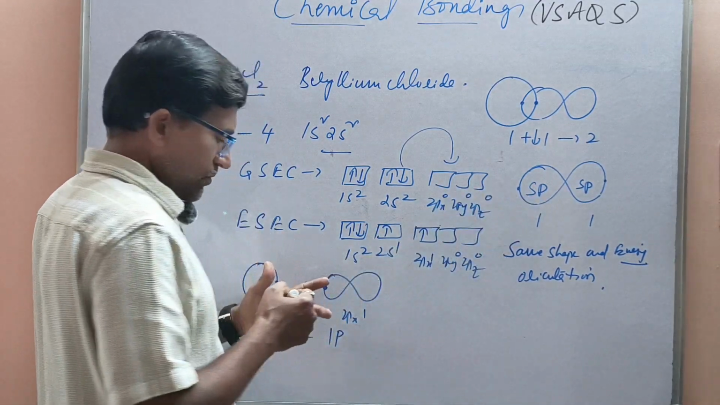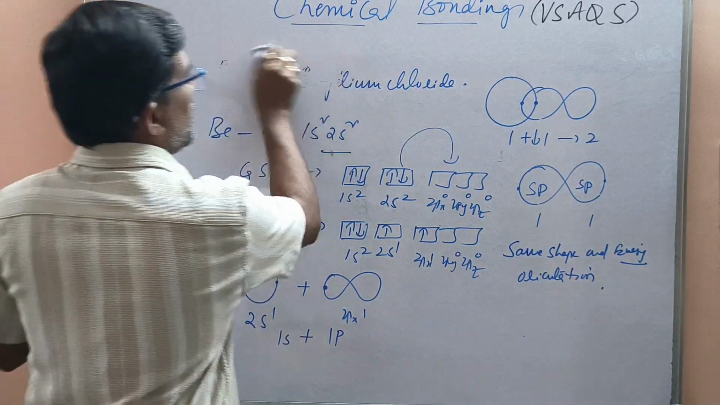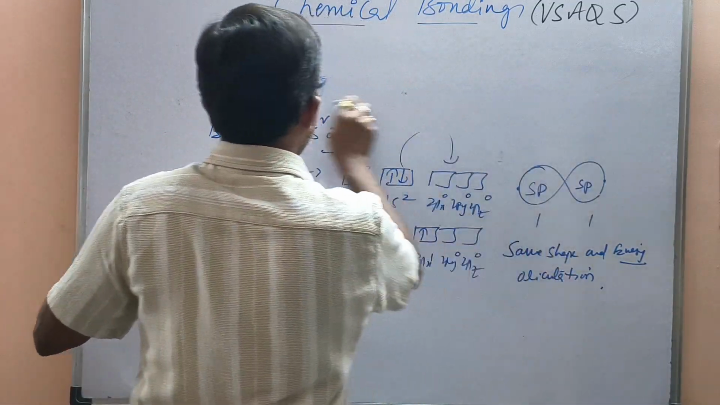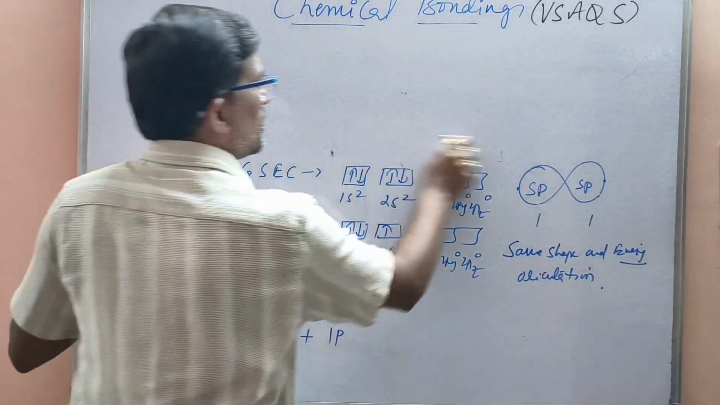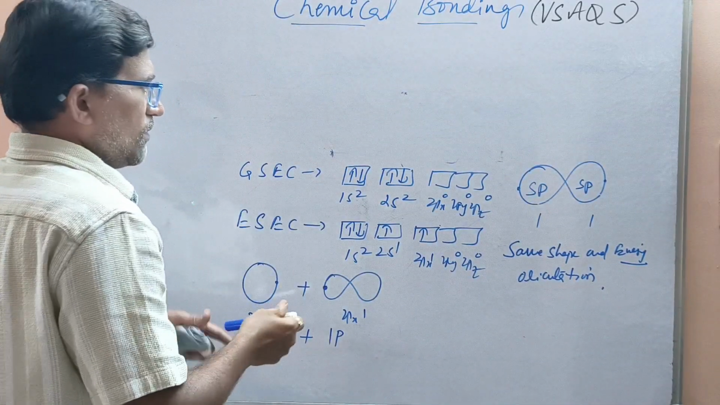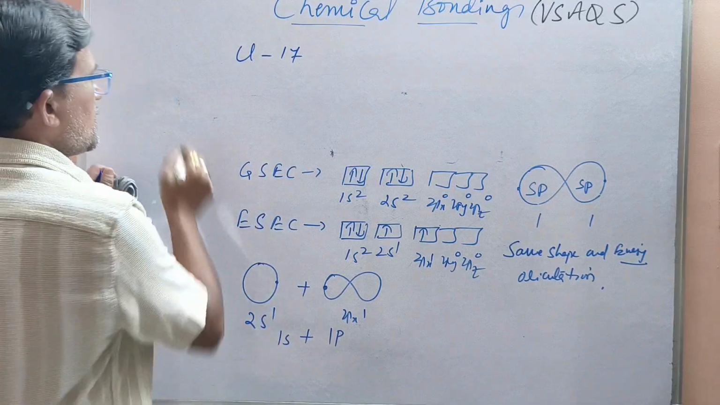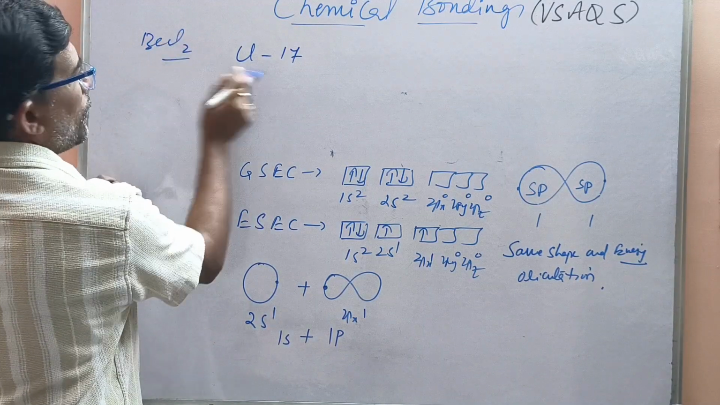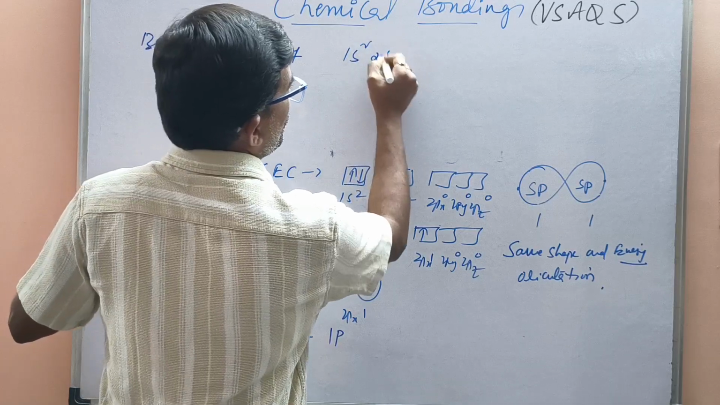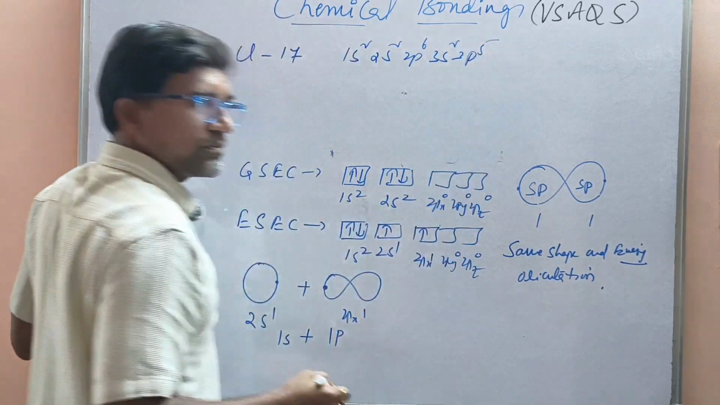So we got beryllium. Then I will rub this and explain the next part of this beryllium chloride molecule. Now this beryllium with the sp hybridized orbitals will combine with the chlorines. Two chlorines are there in the BeCl2 molecule. Chlorine's atomic number is 17, and its configuration is 1s2, 2s2, 2p6, 3s2, 3p5.